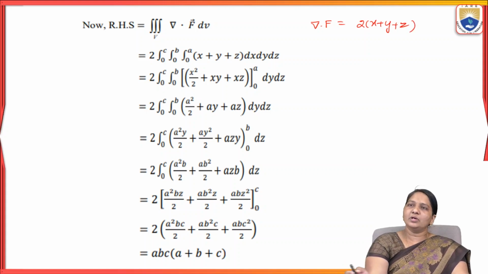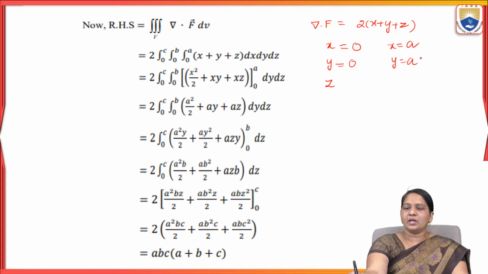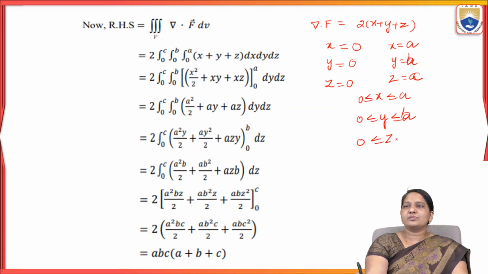When you are moving to the integral, we should know about the x limits, y limits and z limits. Already in the problem they gave x equal to 0 and x equal to a, y equal to 0 and y equal to b, and z equal to 0 and z equal to c. So how did we get this in the problem? They mentioned 0 less than or equal to x less than or equal to a, 0 less than or equal to y less than or equal to b, 0 less than or equal to z less than or equal to c. So these are the limits they gave in the problem.